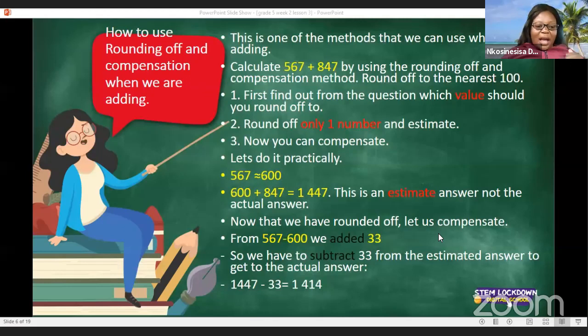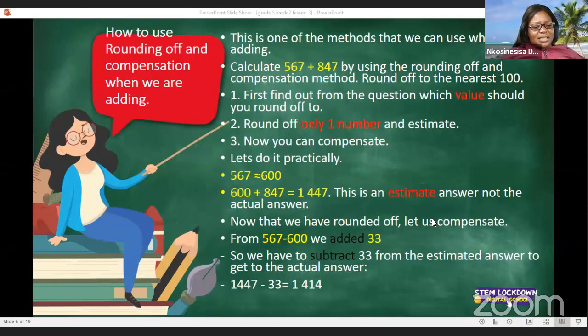I'll go back again and re-say what I said. When we're rounding off and compensating, number one, you have to look at the value that we are rounding off to. Number two, you choose only one number. It can be the first one or the second one. You choose and then you round it off, and then you take the answer that you rounded off to and add it to the one that you didn't round off. And then that answer is called an estimate.